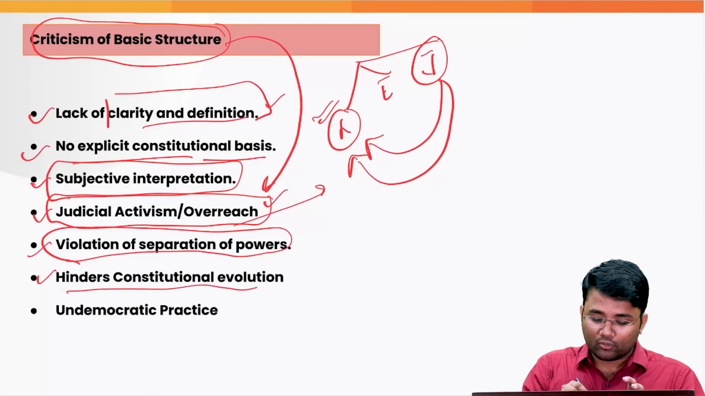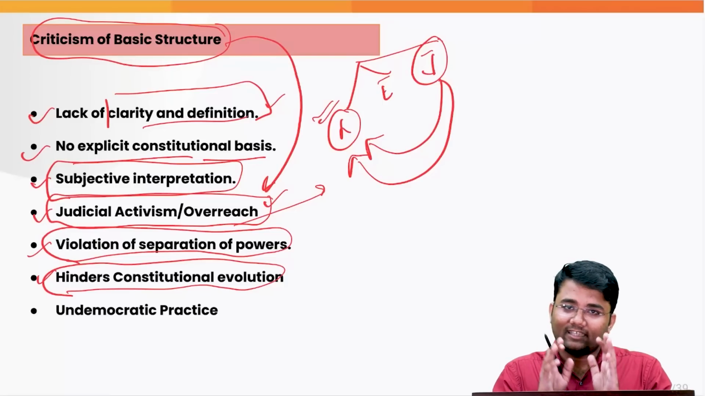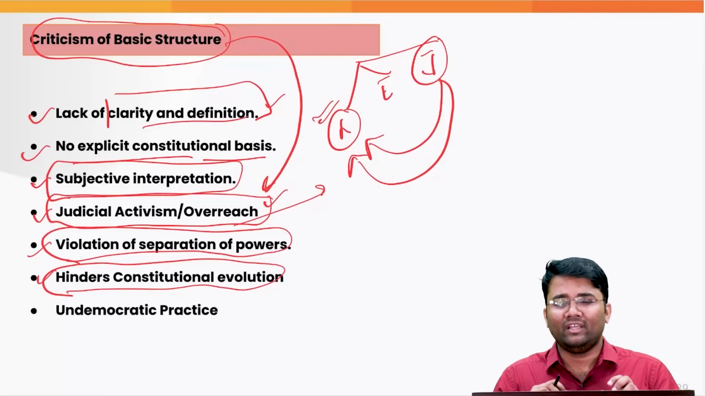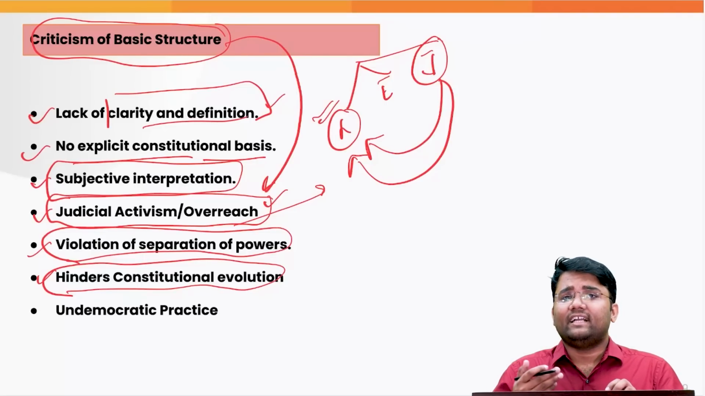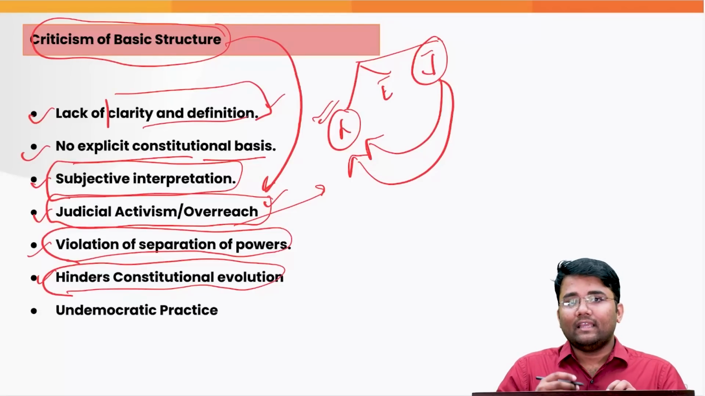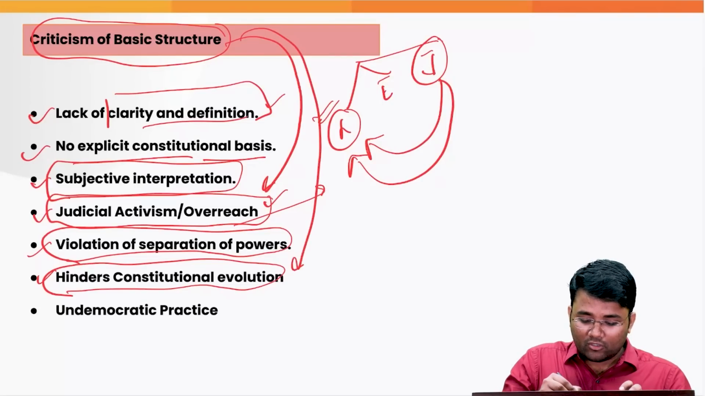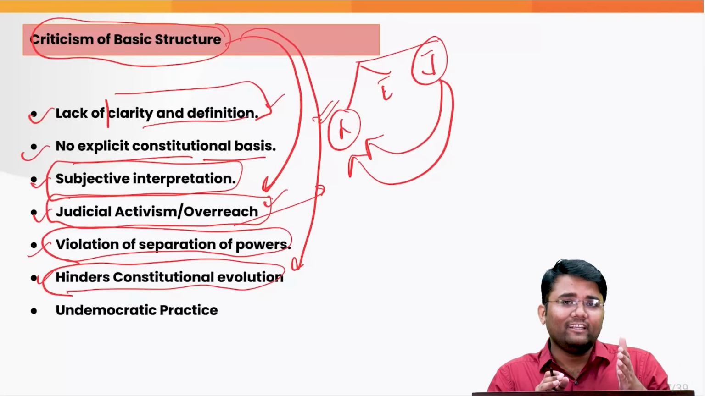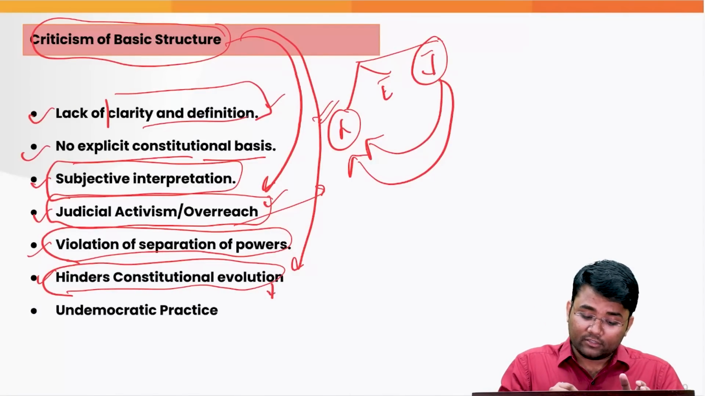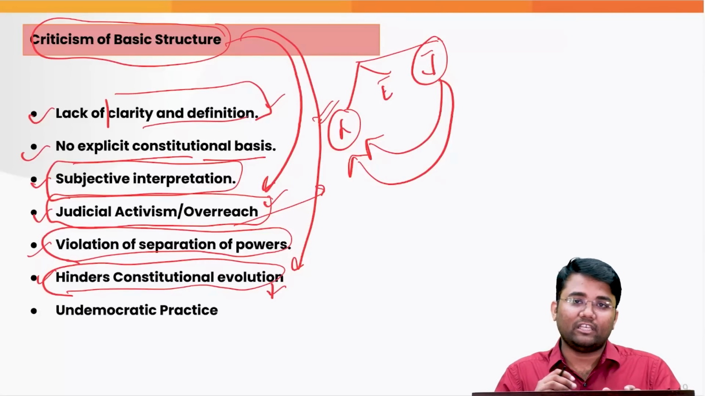Also, it hinders constitutional evolution. As you know, Article 368 was itself provided by the constitution, and that shows the organic nature of our constitution: whatever needs arise, the constitution changes and amends to fulfill them. But when this basic structure doctrine came, it somewhat halted this process of amendment in the constitution. So it does not help in the evolution of the constitution as per the needs that are arising. This is believed by some of the experts.